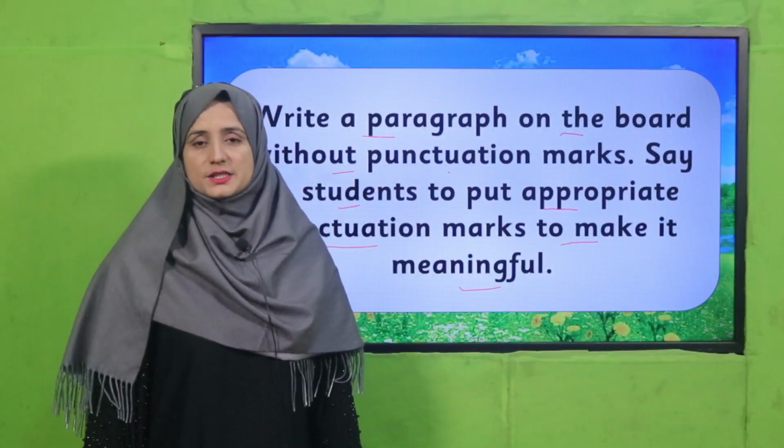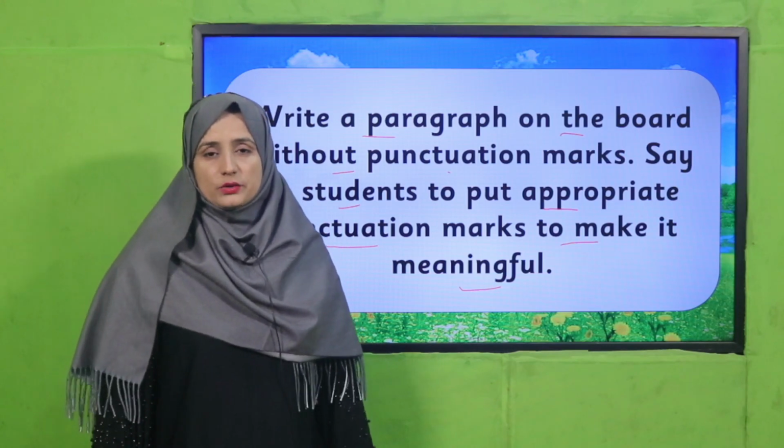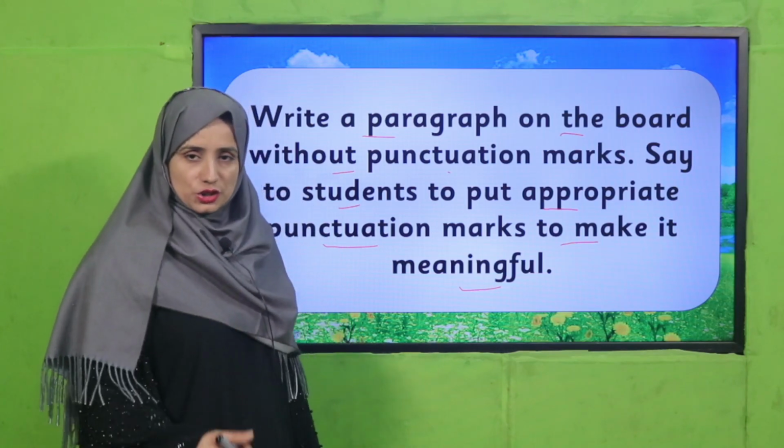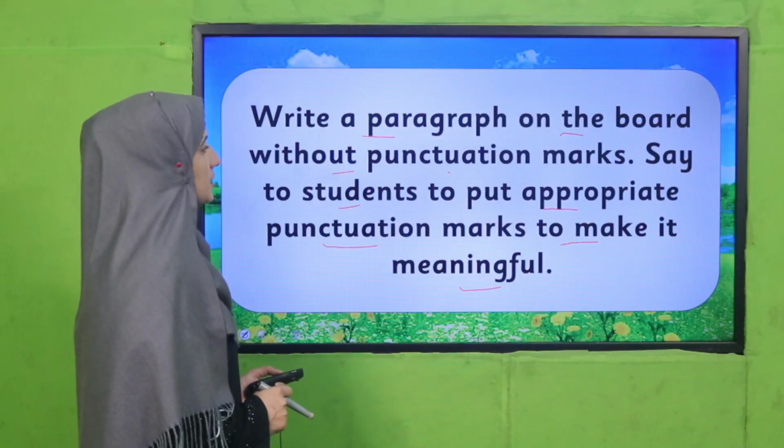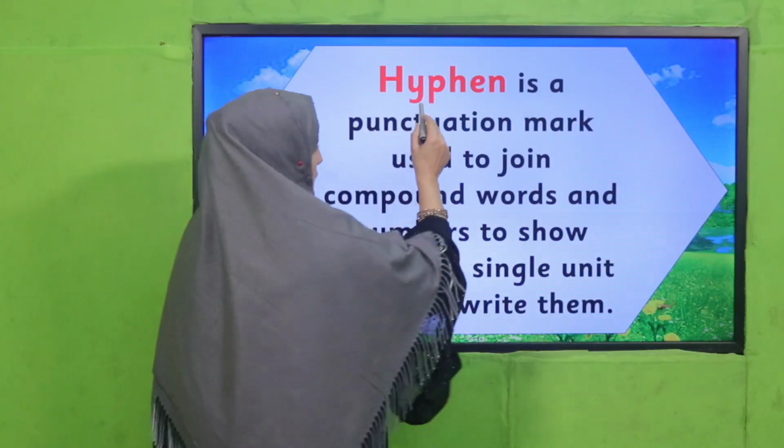Welcome back, my dear students. I hope you have done it and you have got it, how we can use punctuation marks in our daily writing. Yes, now let's see what a hyphen is.